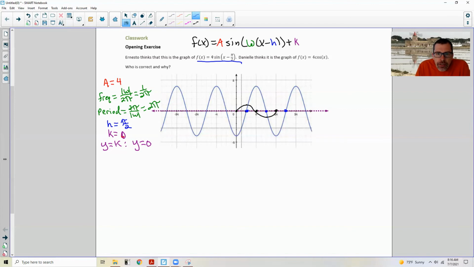A is positive, omega is positive, so it's not a reflection. Okay, so then we're going to stretch it vertically by a factor of 4. So that's going to bring our maximum up to 4 instead of 1. So our maximum is going to be 4, which is right here. And our minimum is going to be negative 4. Okay, so this is the graph of f of x equals 4 sine of x minus pi over 2.